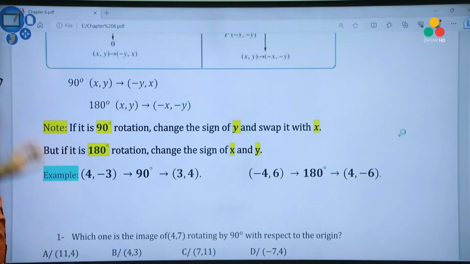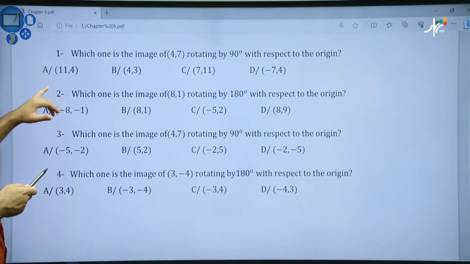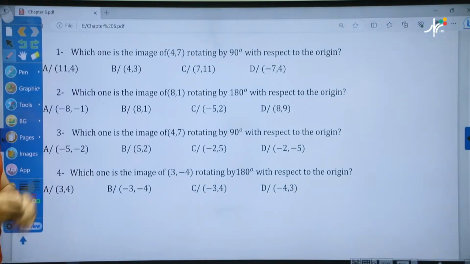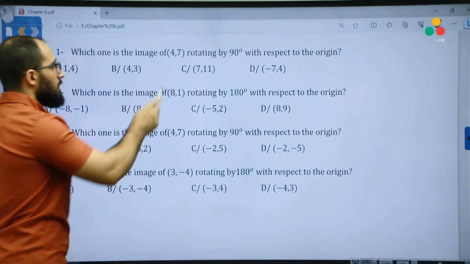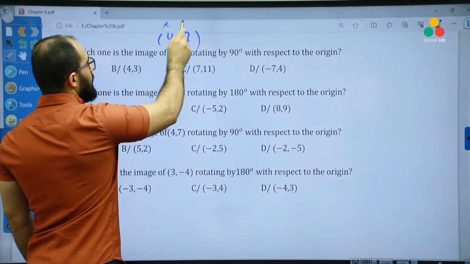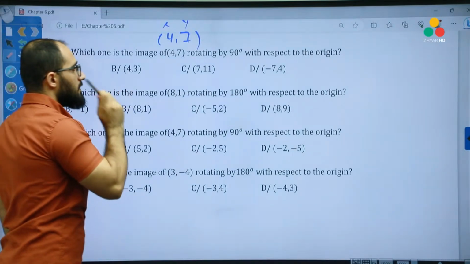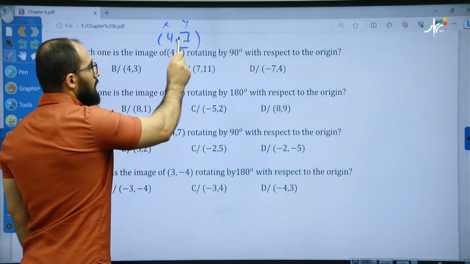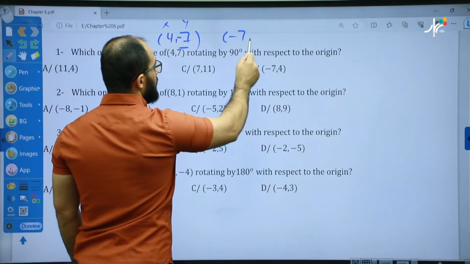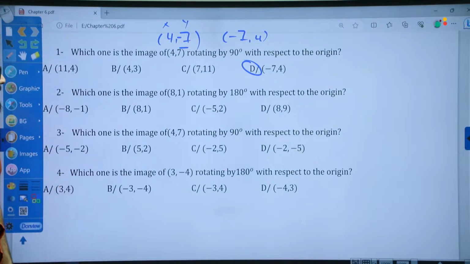Okay, let's jump to the next question. It says, which one is the image of 4 and 7 rotating by 90 degree? Because it's 90 degree, this is 4 and 7, x and y. Change the sign of y. Y is positive, change it to negative, then swap it with x. -7 and 4. D is the correct answer.